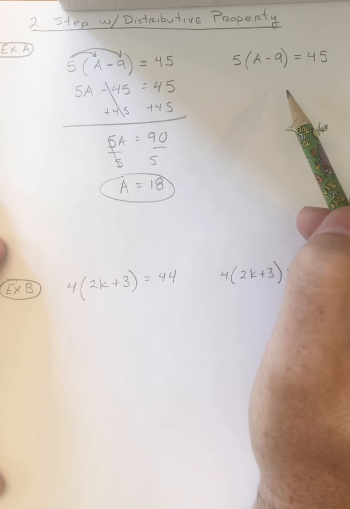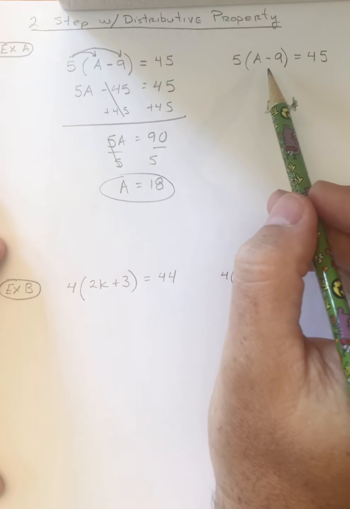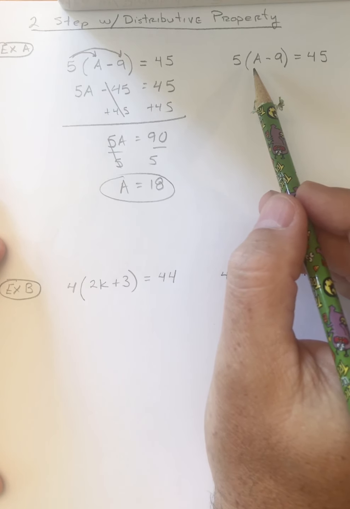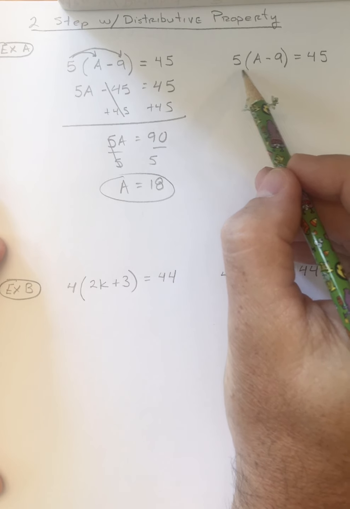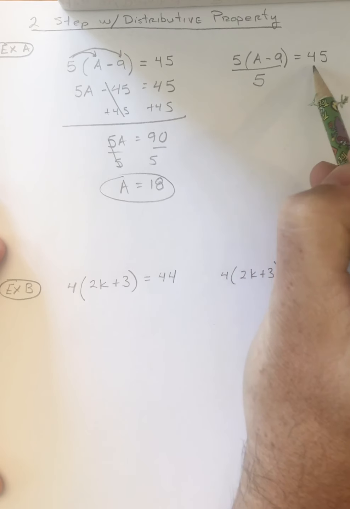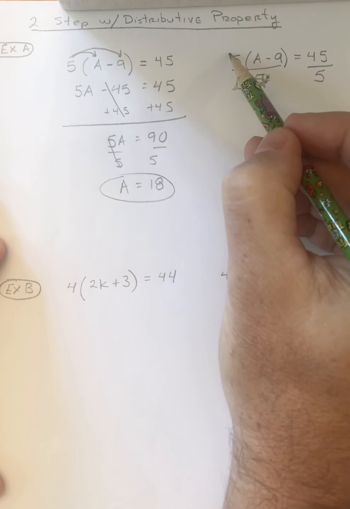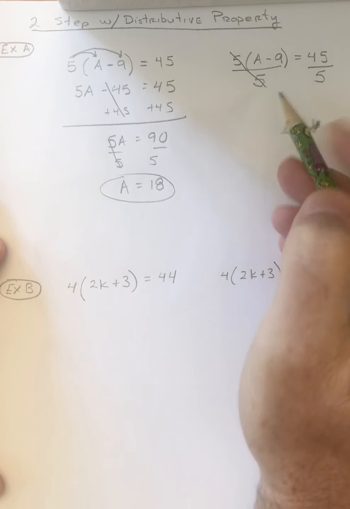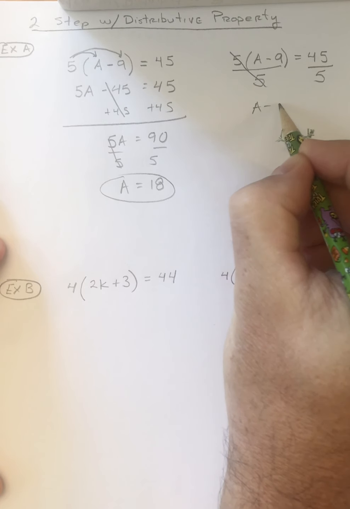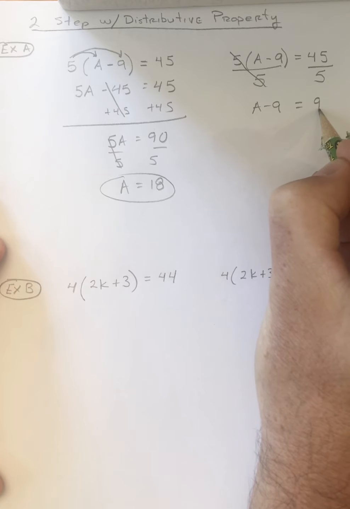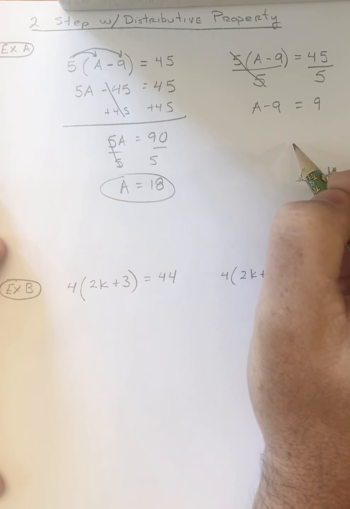Now, I'm going to give you an alternate way to do that. Instead of distributing, which sometimes, and I'll show you in a second, can be sort of a pain, I'm going to divide both sides by 5. These 5s are going to cancel. I bring down my a minus 9. And I end up with 45 divided by 5, which is 9. And then I'm left with a one-step equation.